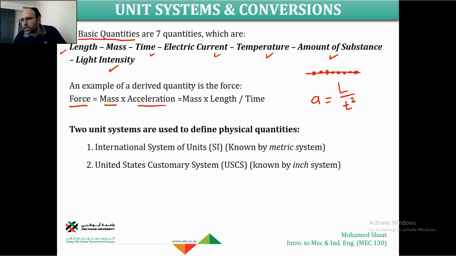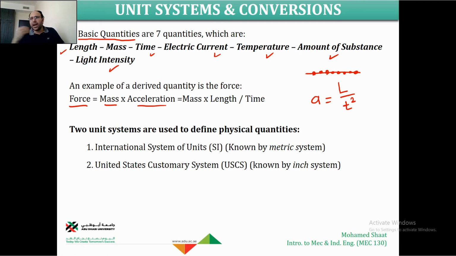Can you write an equation for the length? No. Can you write an equation for the acceleration? Yes. The acceleration is distance divided by time squared. It is the speed divided by time. Can you write an equation for the speed? Yes. It is length per time. It is distance per time.